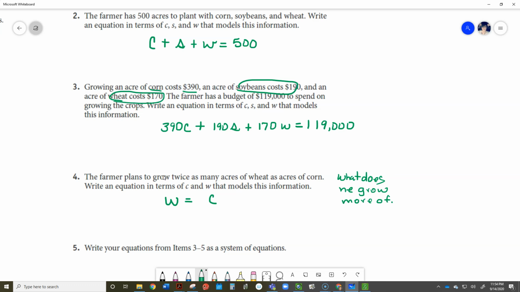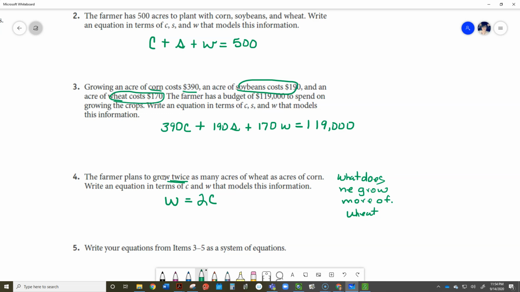And then I say, you're right, he does grow more wheat. So I've got to do this to my smaller amount. You've already told me right here, he grows more wheat. So that one's going to be left alone, and then we double how much corn we have. Twice as many acres of wheat as corn. Everybody says I write that backwards, but it's not. That's why these are hard to write.